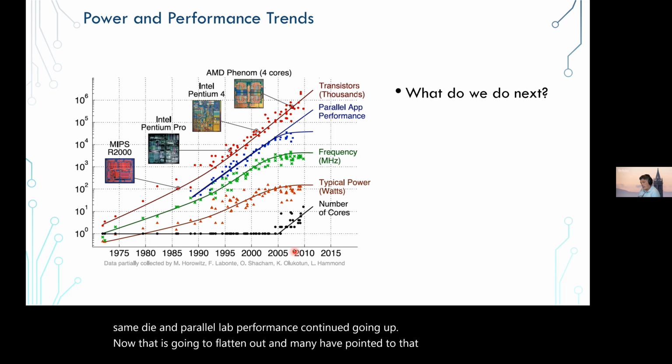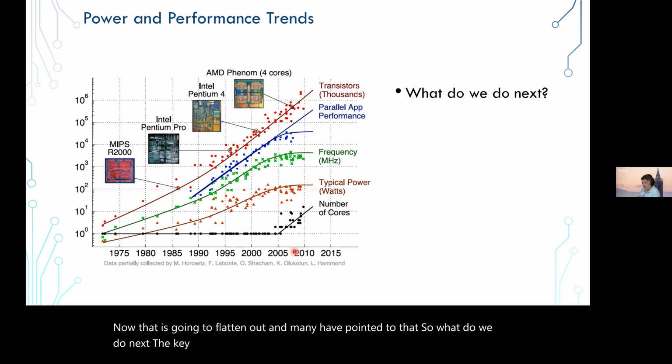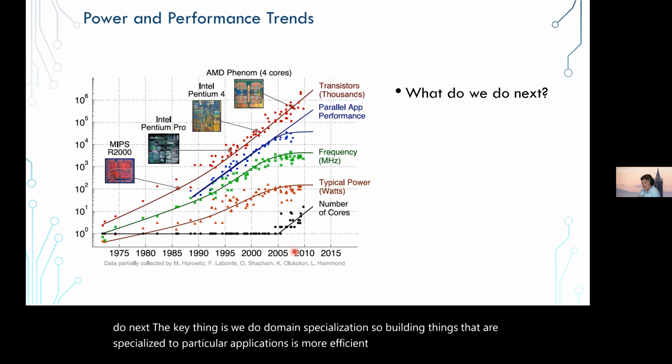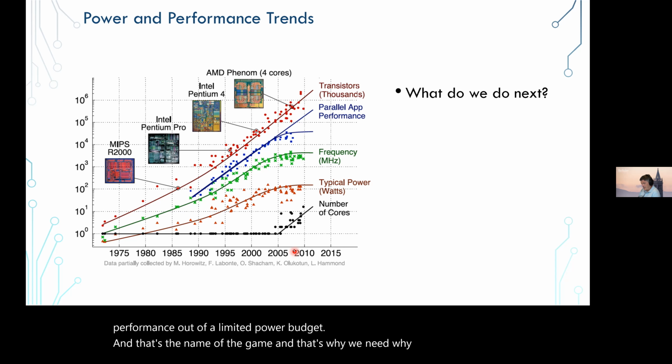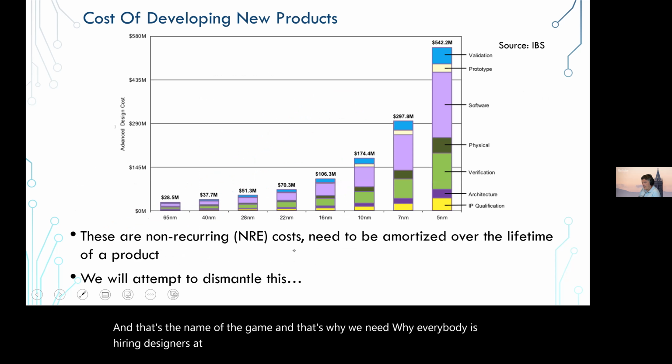So what do we do next? The key thing is we do domain specialization. Building things that are specialized to particular applications is a more efficient way of getting performance out of a limited power budget. And that's the name of the game. That's why everybody is hiring designers at the moment to build their custom solutions for a particular domain.